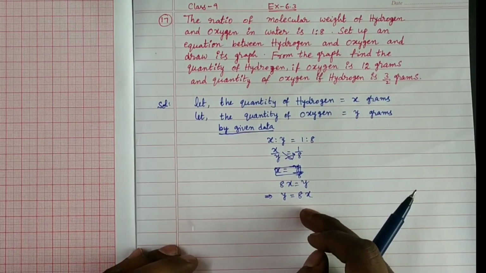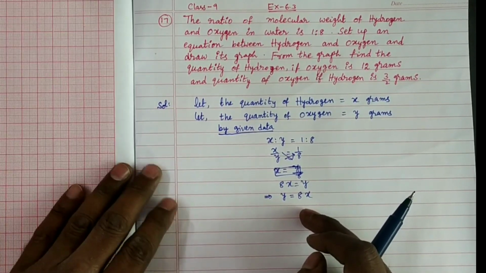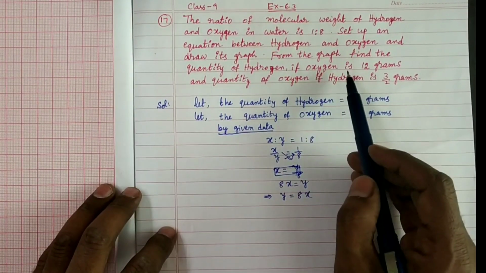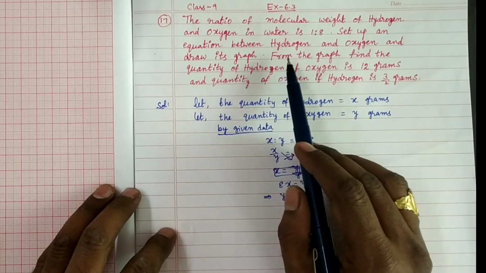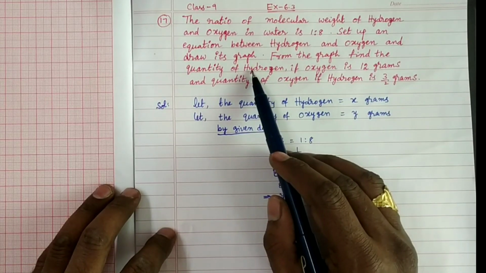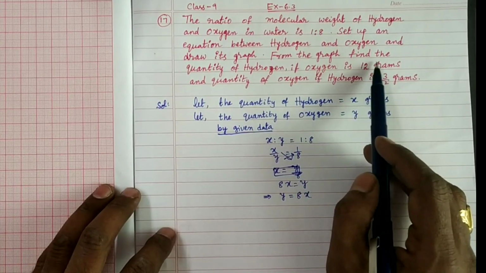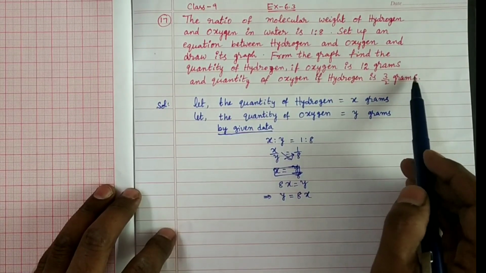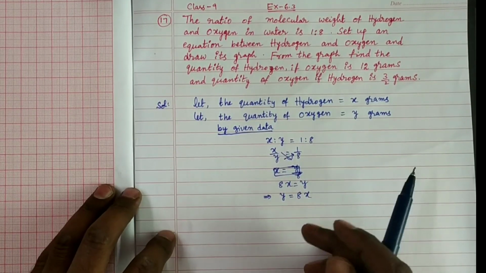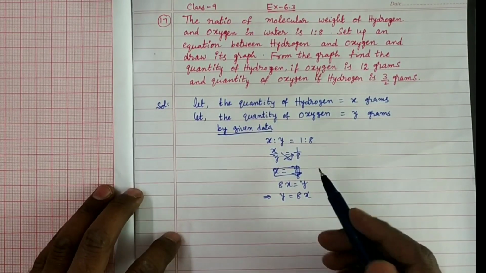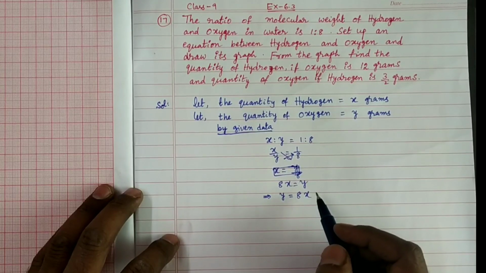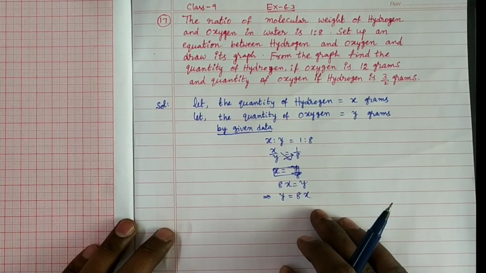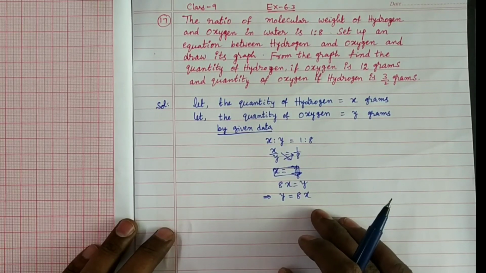Now we have to draw the graph. In the problem, after the graph, we have to find some values. From the graph, find the quantity of hydrogen if oxygen is 12 grams and the quantity of oxygen if hydrogen is 3/2 grams. So these are the values to find. So we can take on the x-axis 1 centimeter as 1 unit and on the y-axis also 1 centimeter as 1 unit.